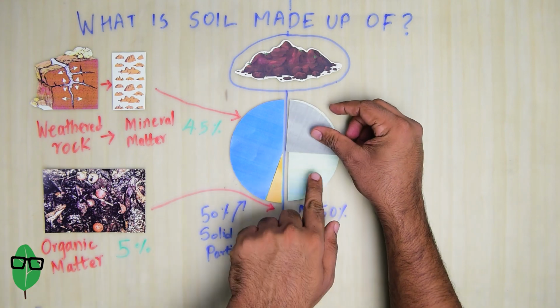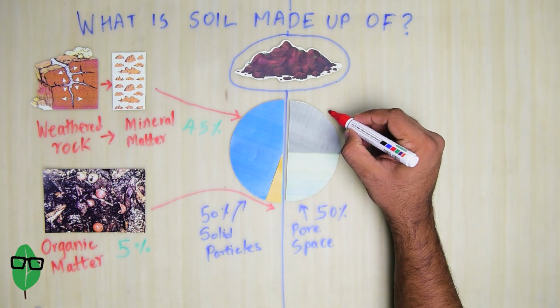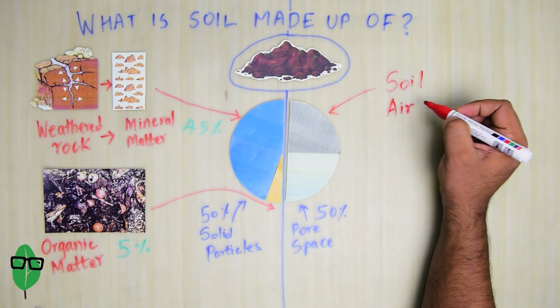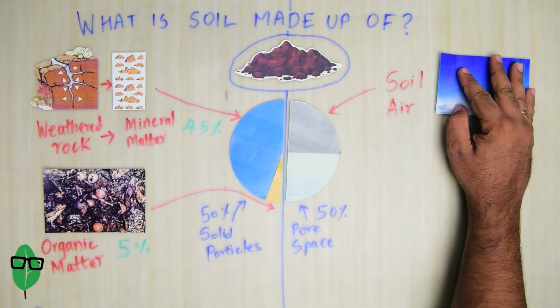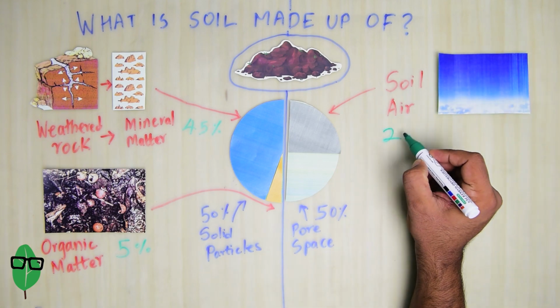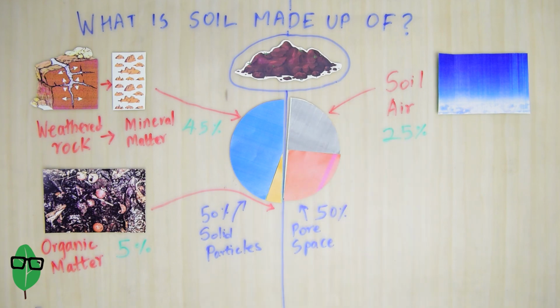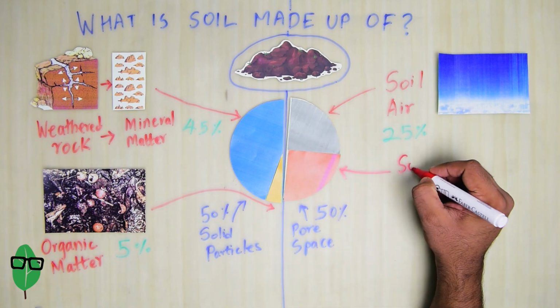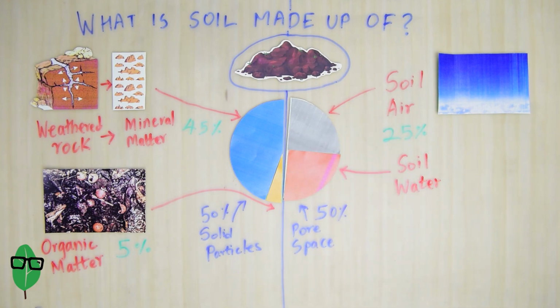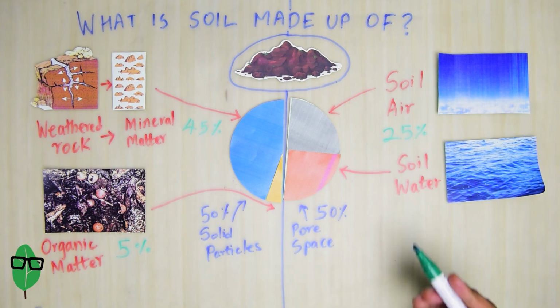So like I said earlier, pore space can be taken up by either soil air or soil water. If you have a good balanced soil, generally 25% of the soil volume should be taken up by air, and the other 25% should be taken up by the soil water, that is water in the soil.